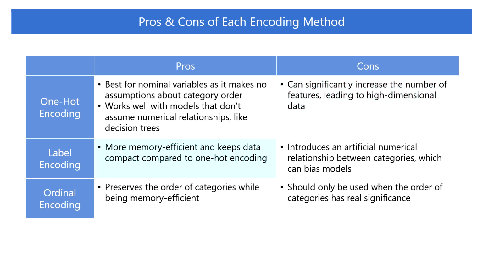An advantage of label encoding is that it is more memory efficient and keeps the data compact compared to one-hot encoding. A limitation of label encoding is that it introduces an artificial numerical relationship between categories, which can bias models. An advantage of ordinal encoding is that it preserves the order of categories while being memory efficient. A limitation of ordinal encoding is that it should only be used when the order of categories has real significance.